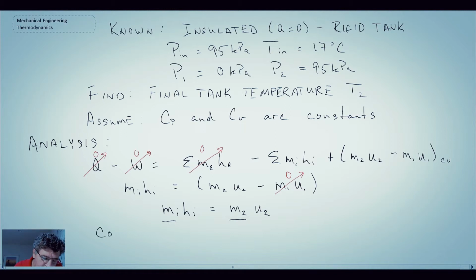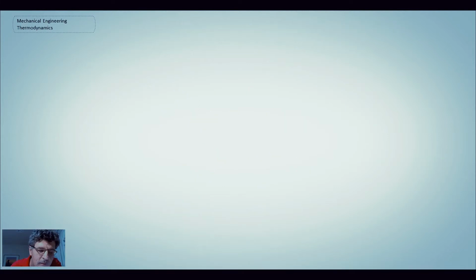From continuity, which is something you would learn in a fluid mechanics course, we know that mass in is equal to mass 2, and therefore we can write that h_in is equal to the internal energy at state 2, U2. So that's the equation that we're going to be working with as we come up with a solution to this problem, trying to determine the final temperature at state 2.